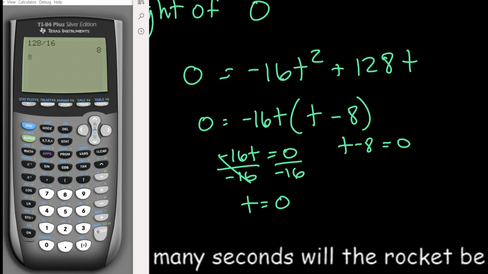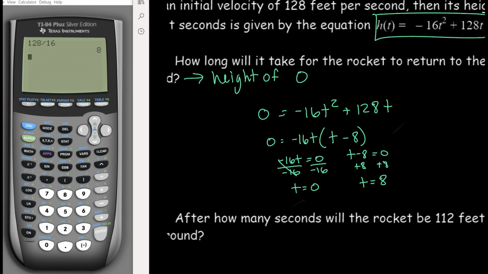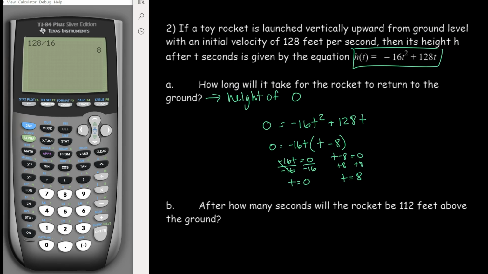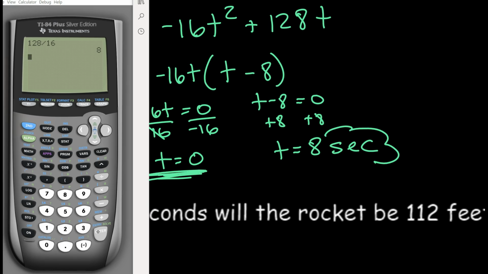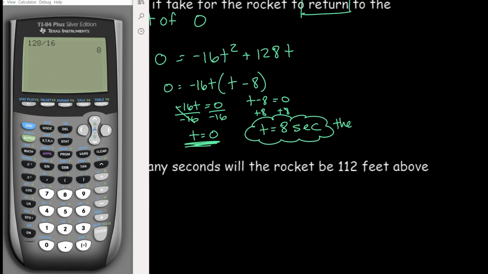And then what do I do to get t by itself on the second one? Add 8. So what is the other time that it returns to the ground? Which one do you think they're asking for? It says how long will it take for the rocket to return to the ground? This is the initial time. We're looking for when it returns to the ground, which is at a time of 8 seconds. The rocket returns to the ground.